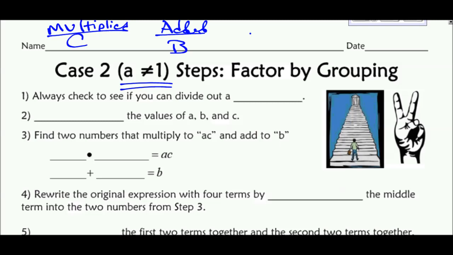The first step, if you can divide by a GCF, you can divide out the greatest common factor. That should be your very first step. It's going to make the rest of the problem a lot easier after that. If you can't, that's okay. Then we're going to basically just identify the A, B, and C.